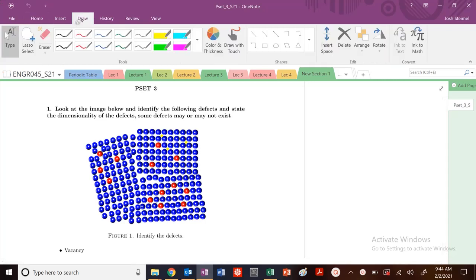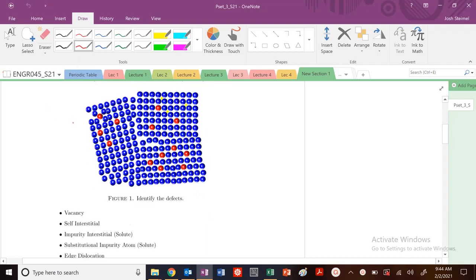We are going to get into our problem set three solutions. So first, let's look at this picture and identify the defects. We need to see if there's any vacancies, self-interstitials, et cetera. I'm going to do vacancies first. I can see a vacancy right here. There should be an atom there, but it is missing.